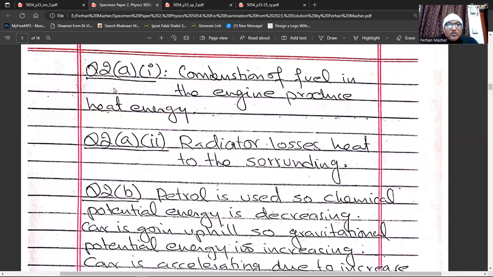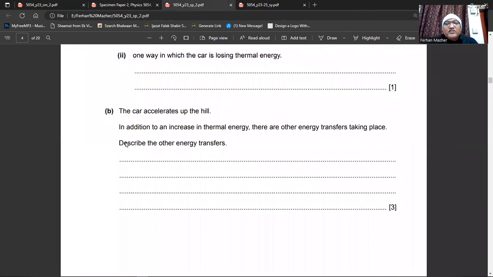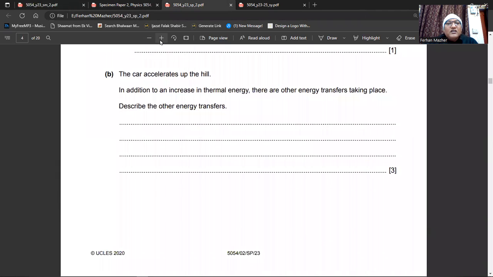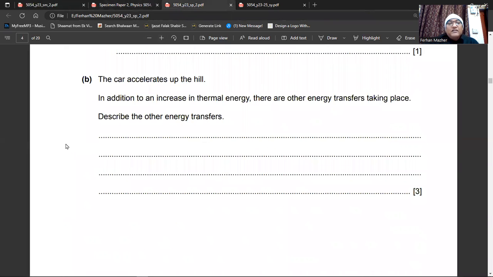Okay, so the next question is: the car accelerates up the hill. In addition to an increase in thermal energy, there are other energy transfers taking place. Describe the other energy transfers. Because the car is accelerating, it's going uphill. So when you are going uphill and obviously the fuel is burning, the biggest change happening is that the fuel of the car is burning. So when the combustion of the fuel takes place, its chemical potential energy is decreasing because the fuel is burning.